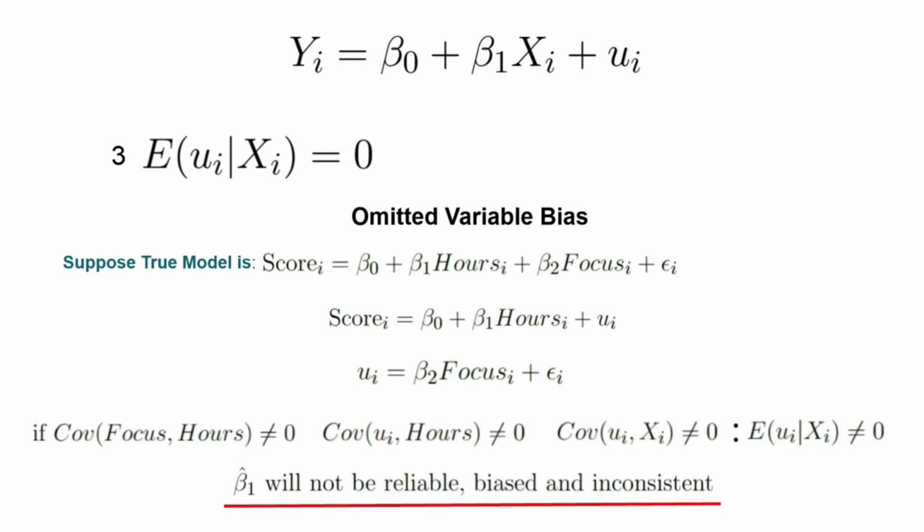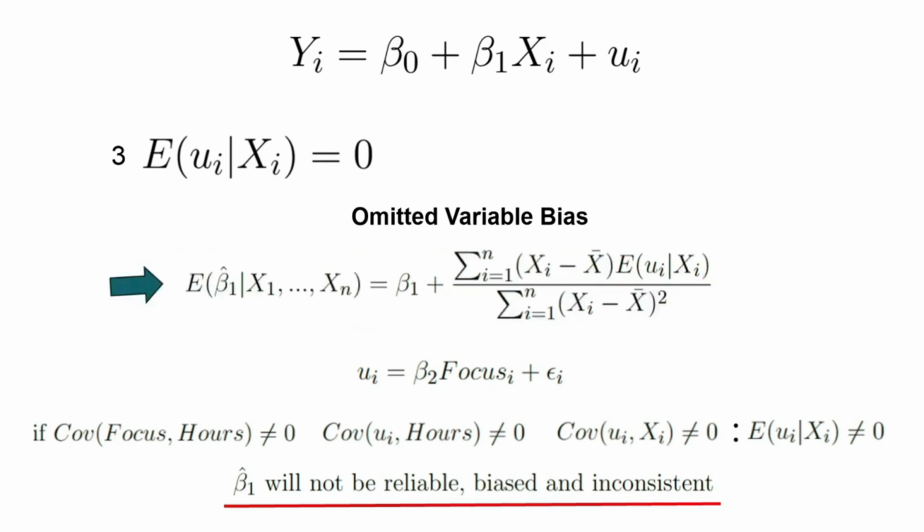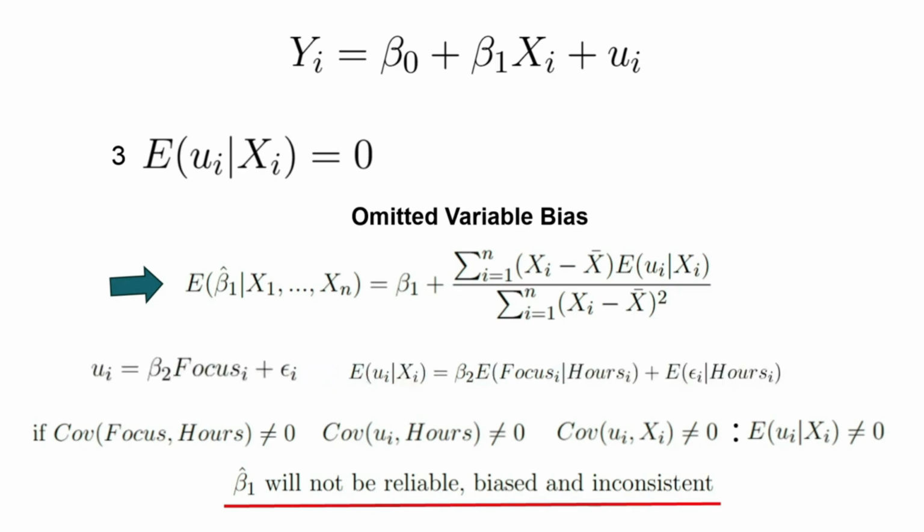And now to show exactly why beta 1 hat is going to be biased, I'm going to use this equation, which is the equation that you already saw before in one of the previous videos. So as you can see from this equation, beta 1 hat is going to be unbiased if expected value of UI given XI equals 0. But in our particular setting, UI depends on the variable focus, which means that the expected value of UI given XI equals this term underlined in blue.